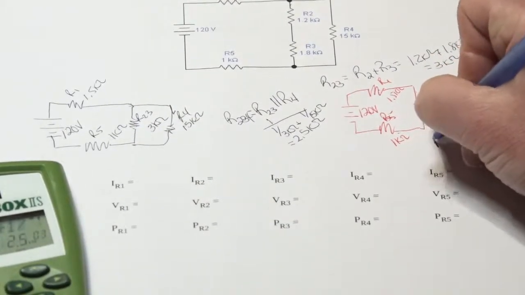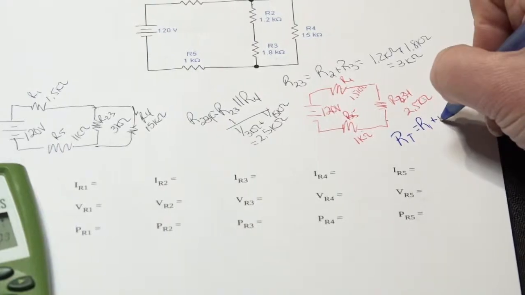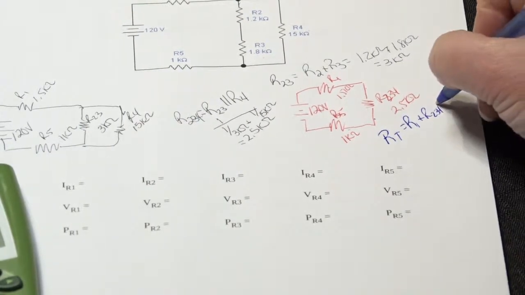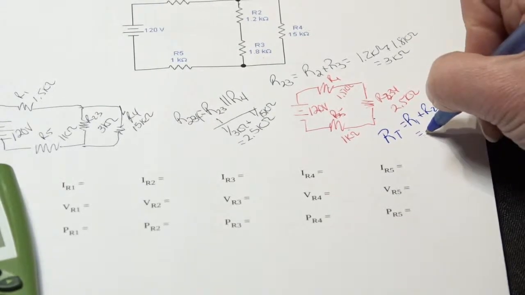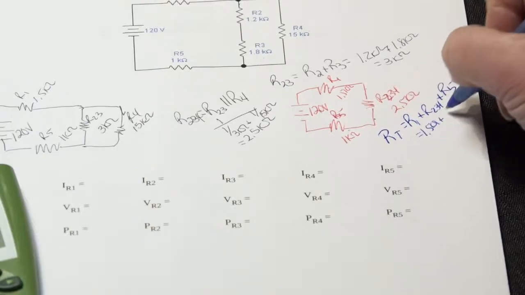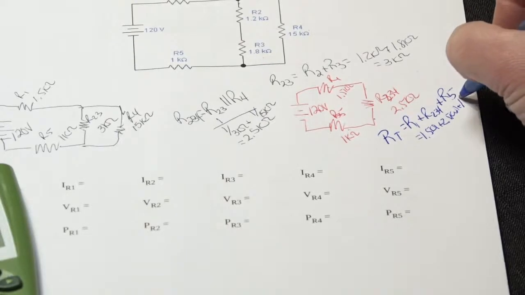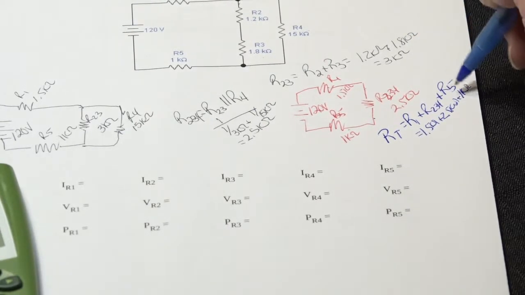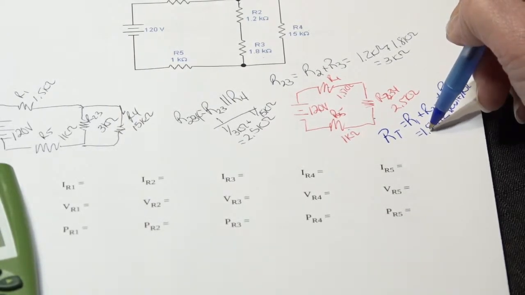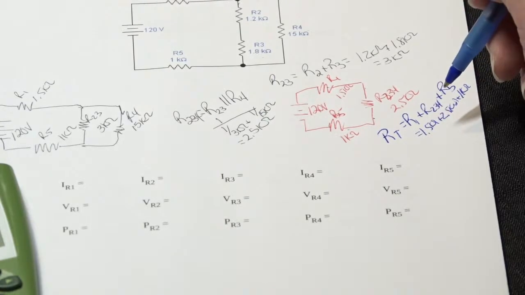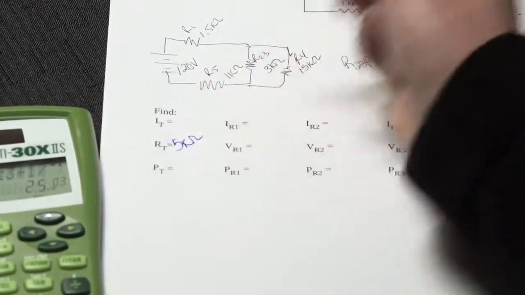So we can find the total resistance is equal to R1 plus the R2,3,4 combination plus R5, which gives us 1.5 k ohms plus 2.5 k ohms plus 1 k ohm, and 1.5 plus 2.5 gives us 4, plus 1 gives us 5 k ohms. So we can go ahead and write this down of 5 k ohms.